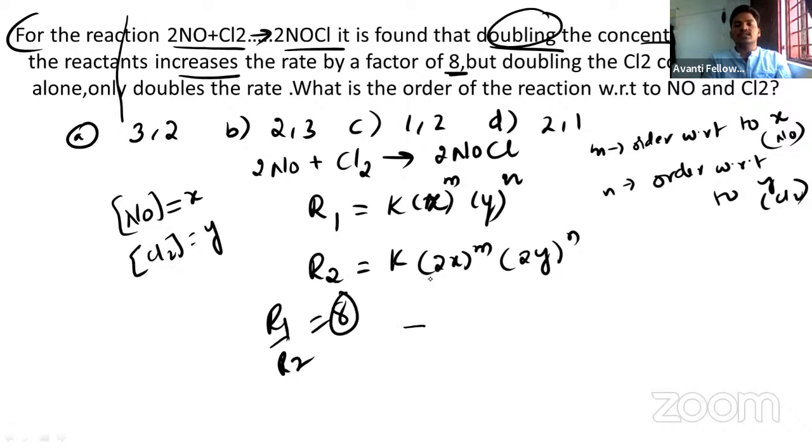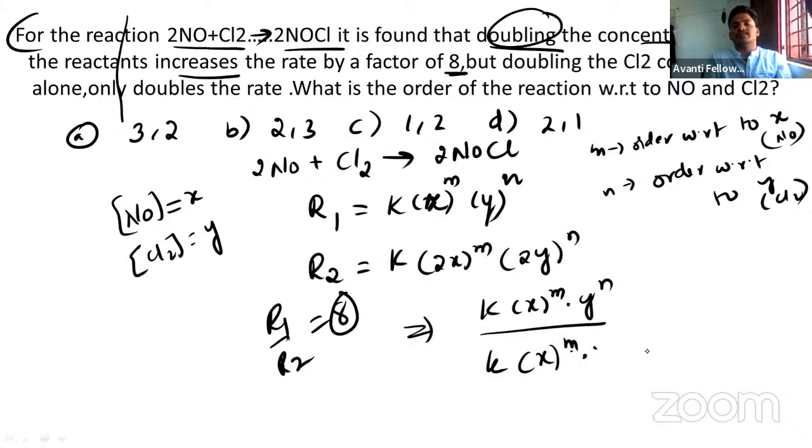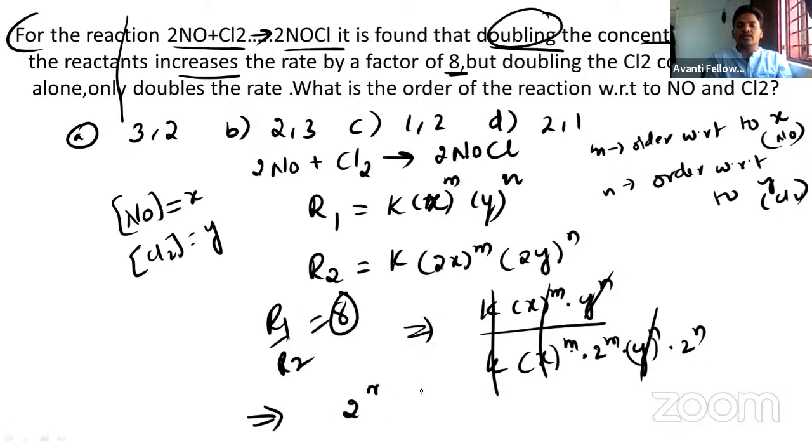Now you can see here, if you observe this, R1 is nothing but K into X power m into Y power n, divided by K into X power m into 2 power m into Y power n into 2 power n. So if you observe, K cancels, X^m cancels, Y^n also cancels, okay? Then from this side, 2^m into 2^n is equal to 8.